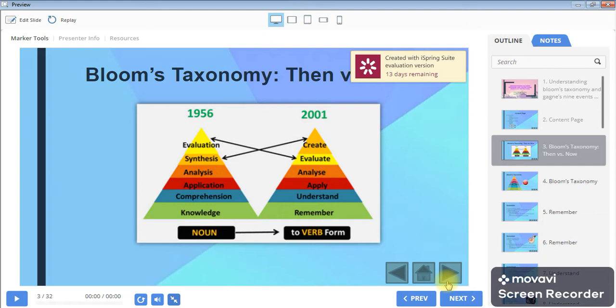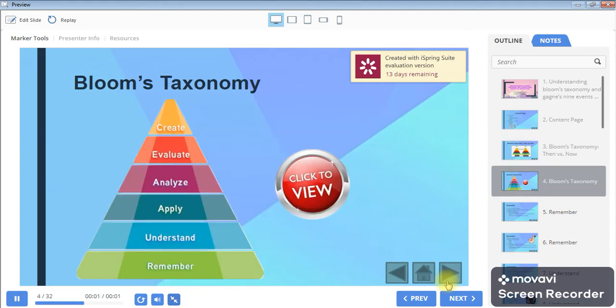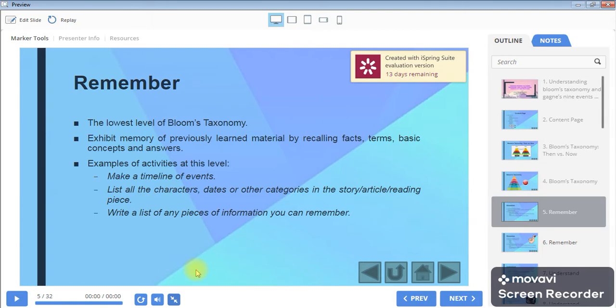Next, we will be clicking this button. This is Bloom's taxonomy noun level, starting from remember to create. You can click on each level to jump to the level that you want. For example, I will click on the lowest level, remember, and it will become remember. So remember is the lowest level of Bloom's taxonomy.